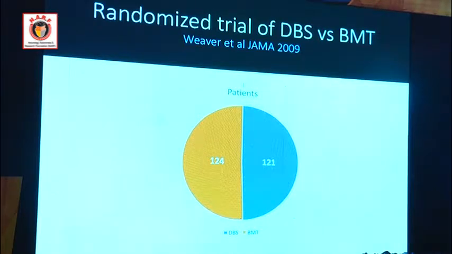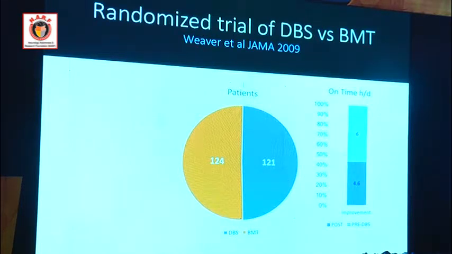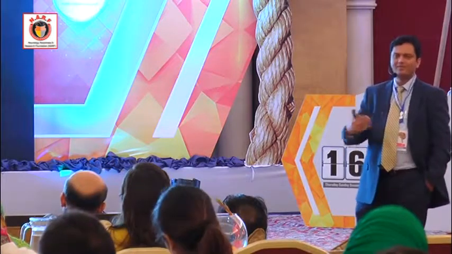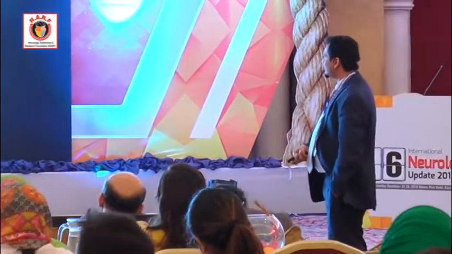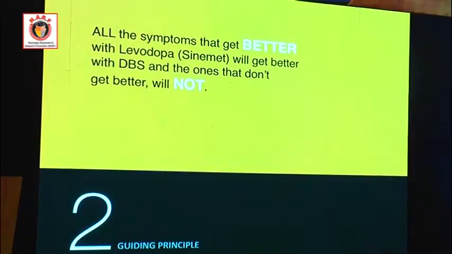Other study by Weaver et al. published in JAMA in 2009, 121 on DBS and 124 on best medical therapy. And again they found that the on time went up by 4.6 hours during the day. And the more than 5 points improvement on UPDRS, which is a significant improvement for patient clinically, less than 5 points is not clinically significant, was seen in more than 70% of patients. So 2/3 of the patients have a clear, significant, detectable benefit on their motor symptoms. Alright, so remember, all that get better with levodopa will get better.